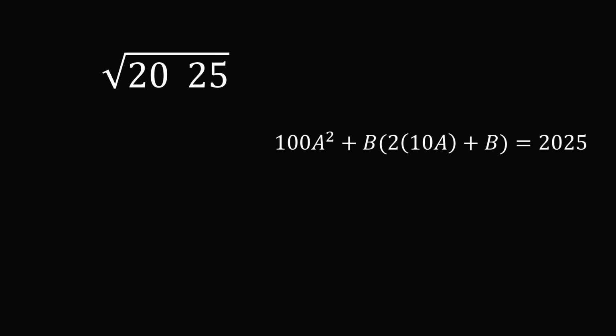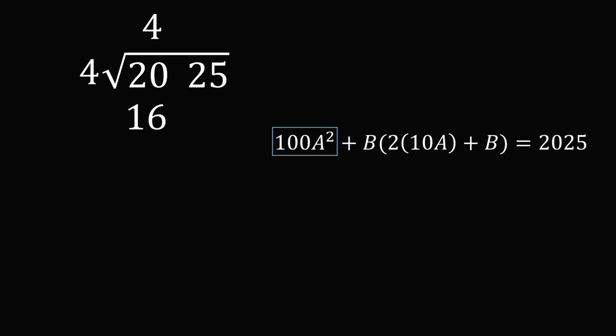So let's see how this equation relates to the process. We first take a look at 20, and we need the largest square that doesn't exceed 20. So we're going to figure out that a is equal to 4. So what we really have is 4 times 4, which is 16, multiplied by 100.